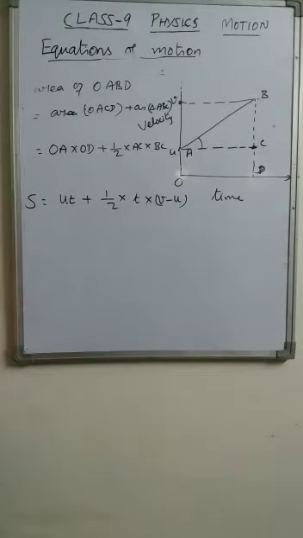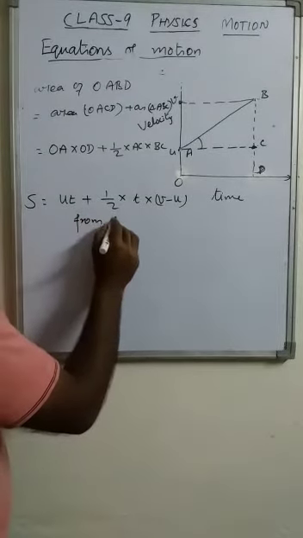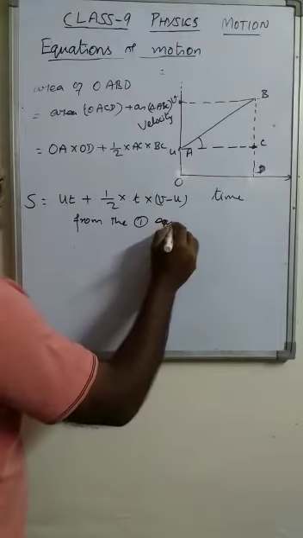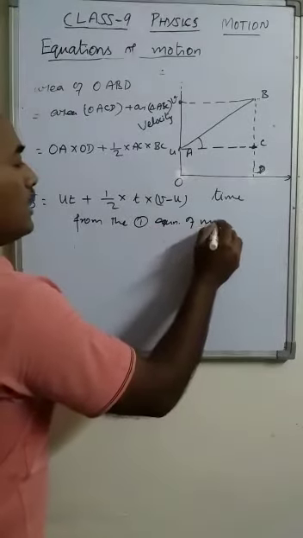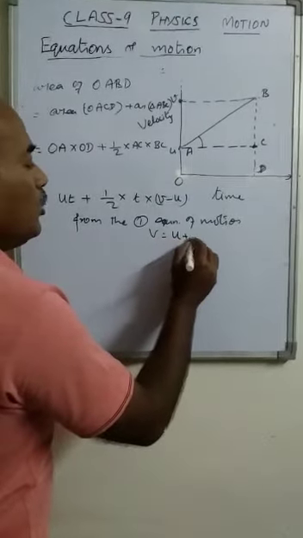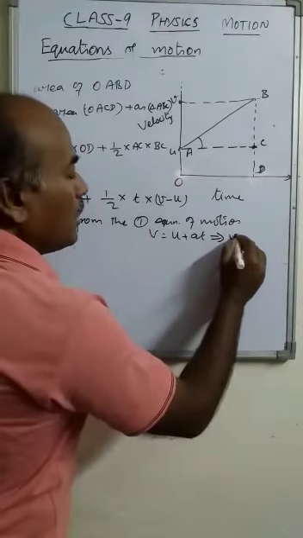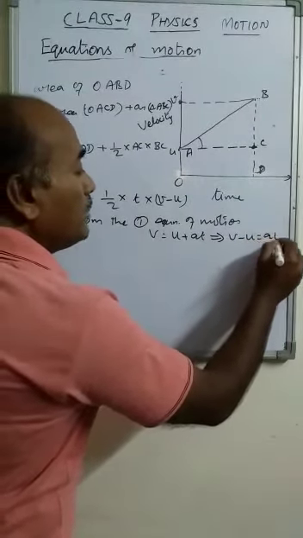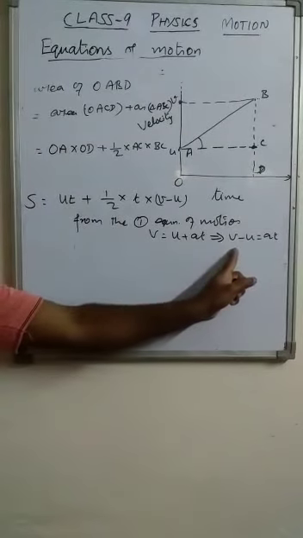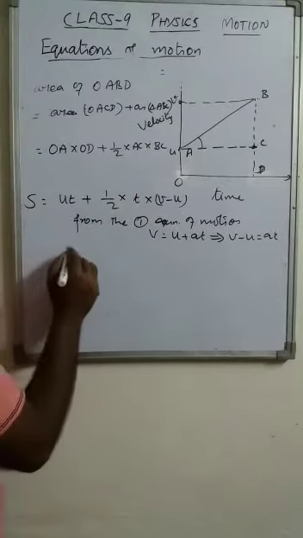This v minus u, from the first equation of motion, that is v equal to u plus at. v minus u is equal to at, can be written. So in the place of v minus u, we can write at. So here we can put the value.